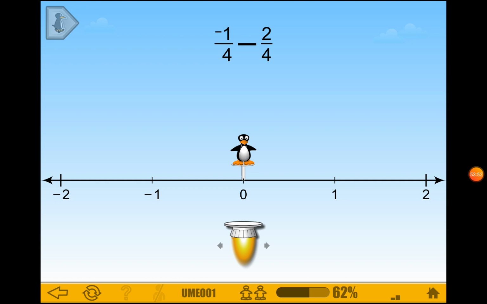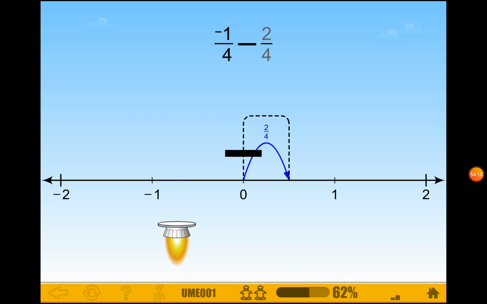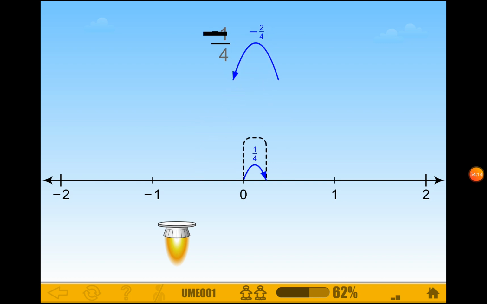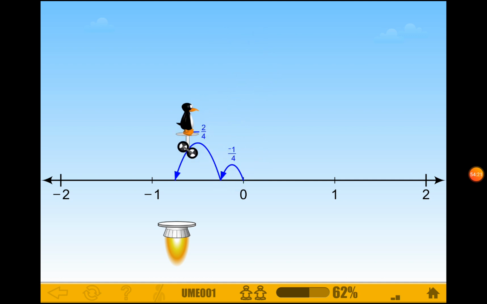Okay, so in this one we have negative 1/4 minus a half, or 2/4, and then negative 1 minus 2 is negative 3. And then the denominator stays the same, so that'll be negative 3/4, which is approximately there. Okay. Pretty accurate.